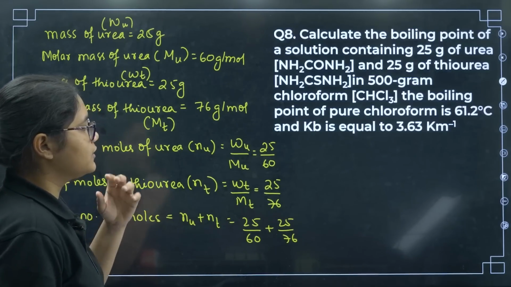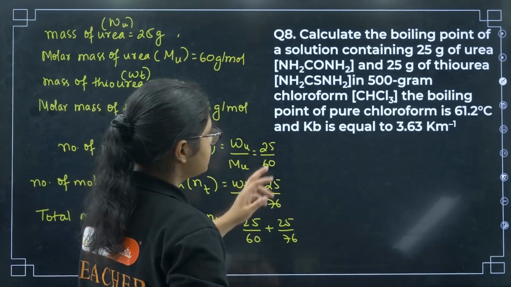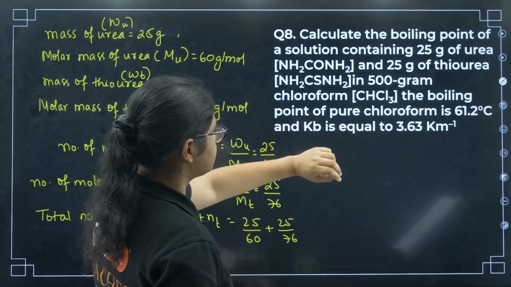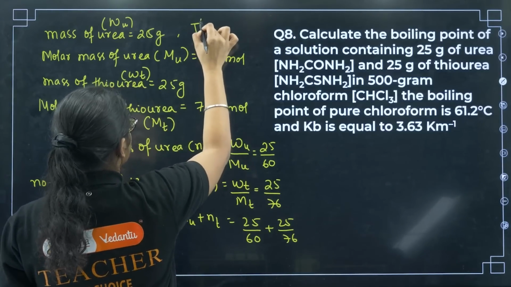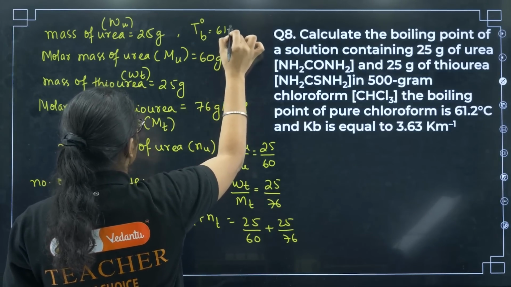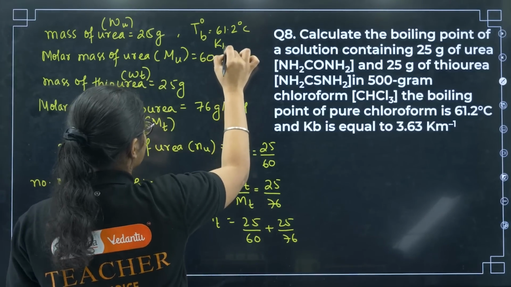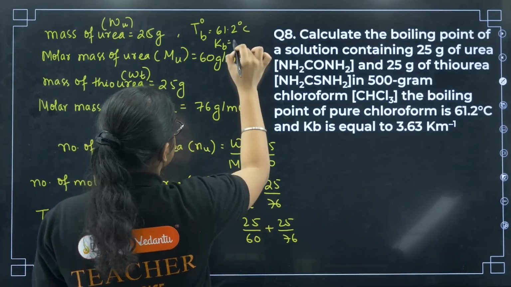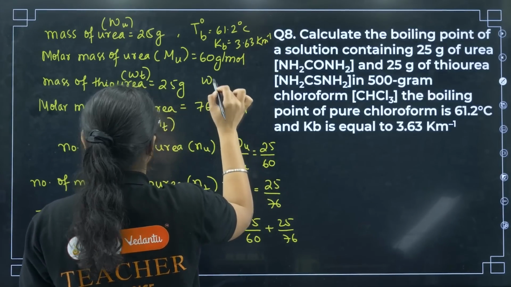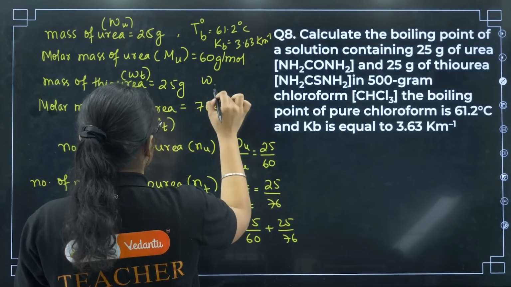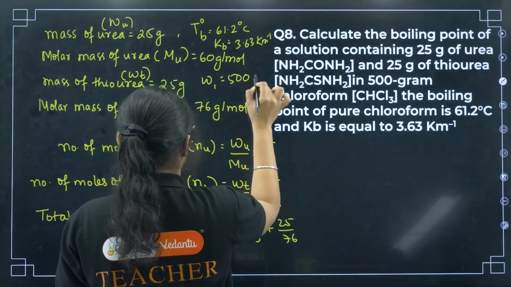Next what I have to find out is the formula, and I'll write down here the other data that is given to me. Boiling point of chloroform is 61.2 degrees Celsius, so I can write T naught b, that is 61.2 degree Celsius. Okay, and then Kb value is given to me as 3.63 Kelvin molal inverse, and I can also write W1, which is your mass of solvent, that is your 500 gram of chloroform, right?